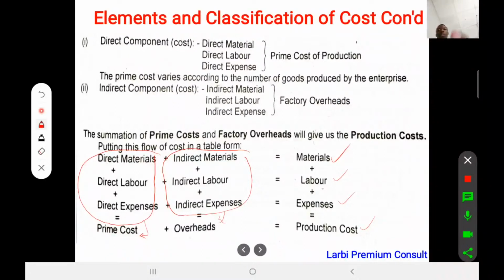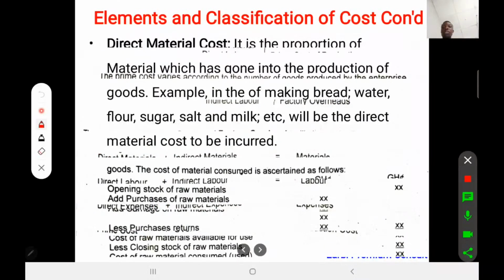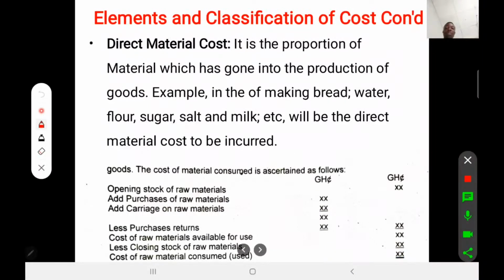So I've said all direct costs result in prime cost, as you can see here, and all indirect costs result in the factory overheads or overhead cost. We also have various components of overheads that we can talk about, but that is not the objective of our presentation here. As we move along, if you need it, we will get back to it. So that is what you need to know about elements and classifications of cost. All right, I've given further explanations about these costs. For example, direct material cost is the proportion of material which has gone into production.